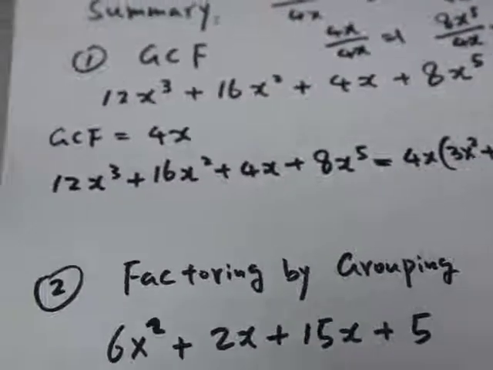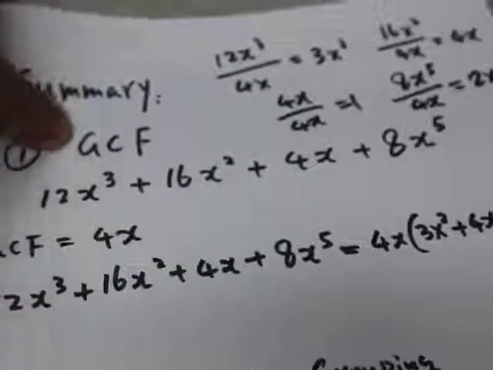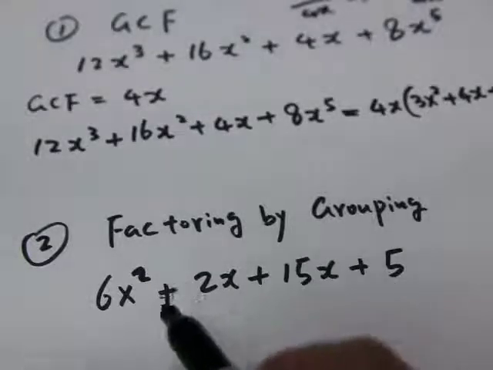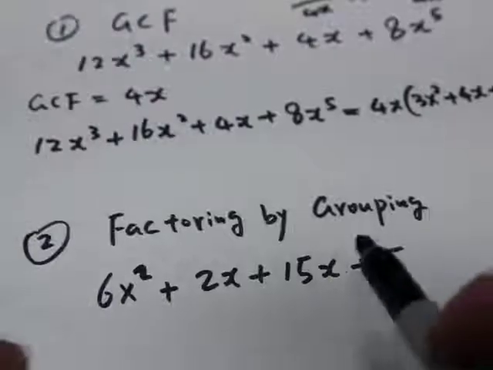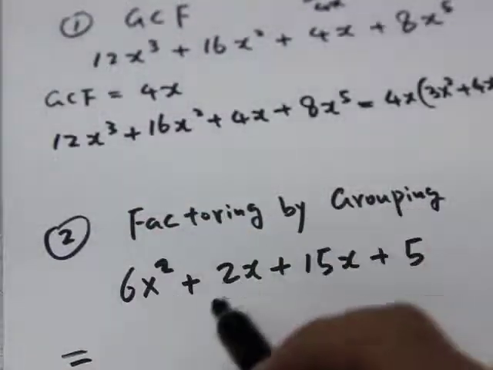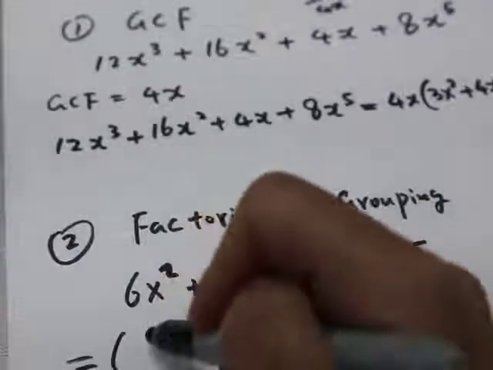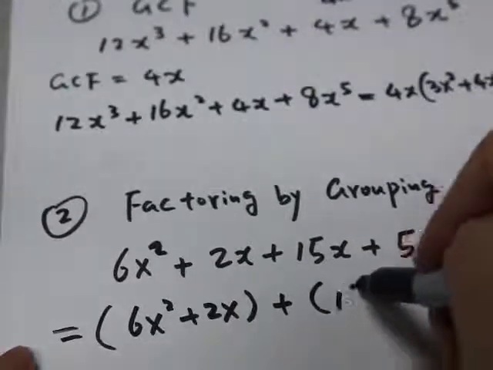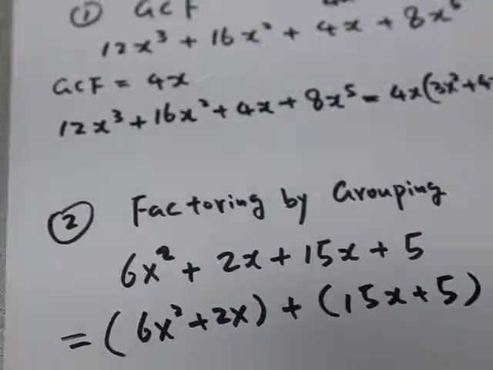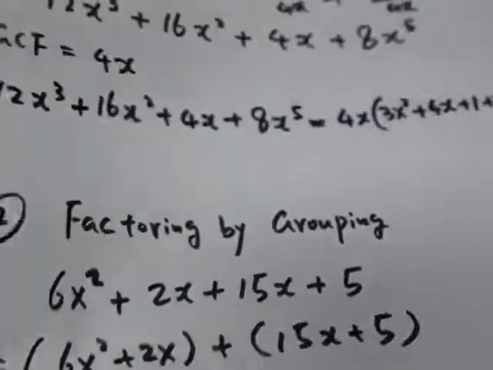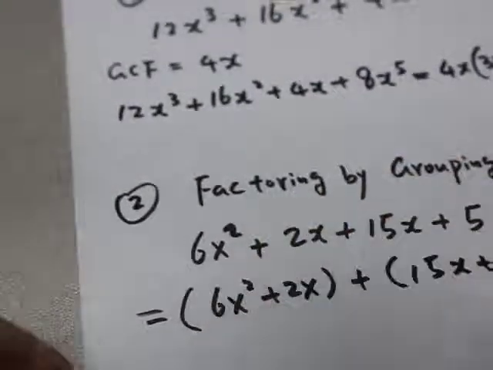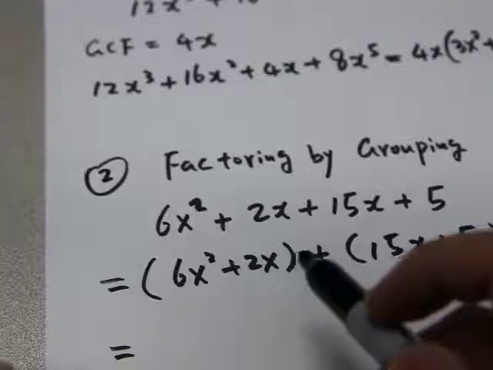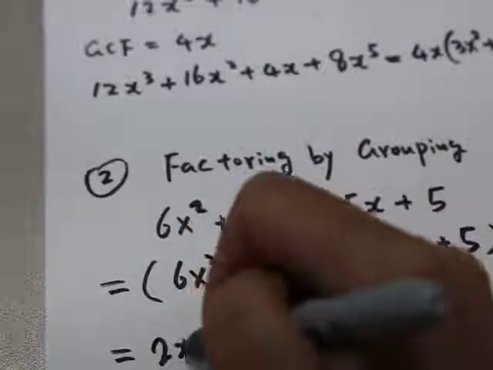And when do we use factoring by grouping? If the polynomial has 4 terms, and not every term has a common factor, then we can use this technique to factor this polynomial. So I put the first 2 terms in one group, and the second 2 terms into another group. And in each group, we find their greatest common factor. Between 6x squared and 2x, the greatest common factor is 2x. So, I factor out 2x.